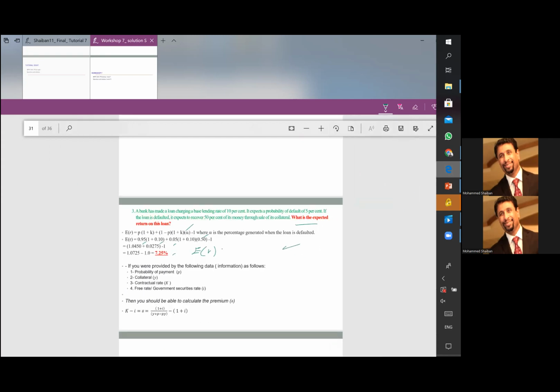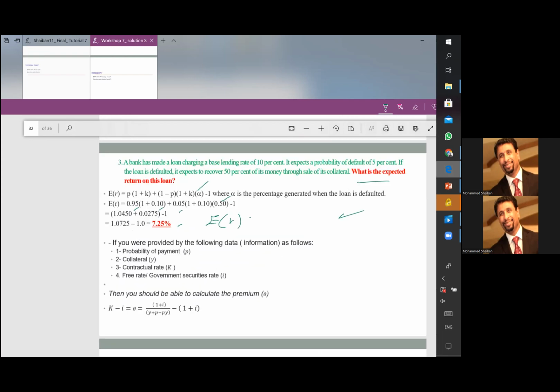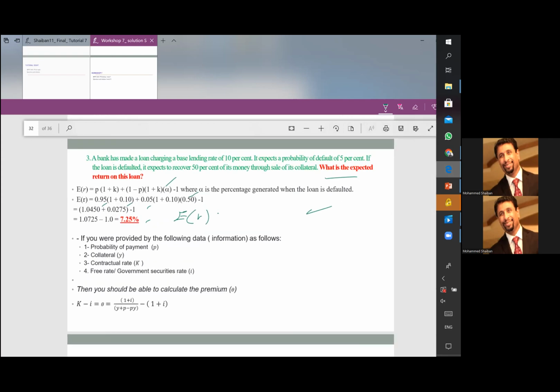Now, sometimes, and there was a problem in the tutorial, in all the exams, if you are provided with the following data, so you have all of those issues, and you want to calculate the premium, I give you the P, I give you Y, I give you the K, and the I. Use this formula, please, when there is a collateral. When there is no collateral, the premium is actually K minus I.